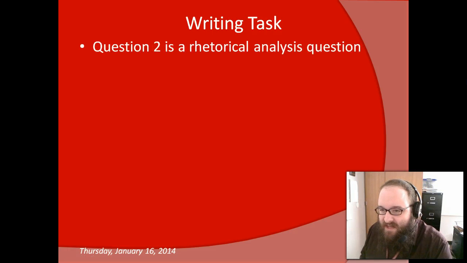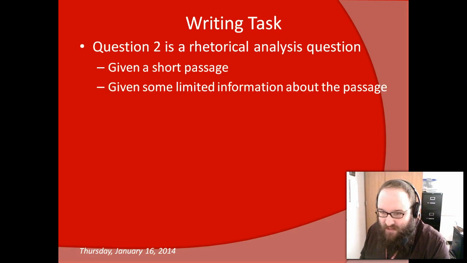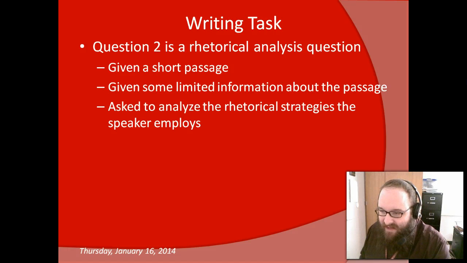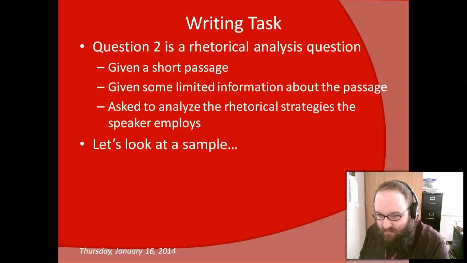The Q2 writing task, question 2, is a rhetorical analysis question. You're given a short passage to read, given some limited information about that passage, some bits of the rhetorical situation, and then you're asked to analyze the rhetorical strategies the speaker employs. Let's take a look at a sample.